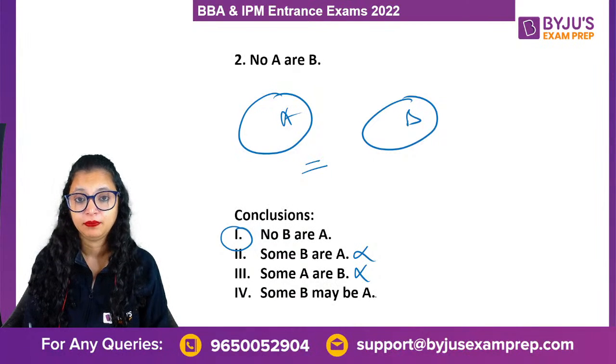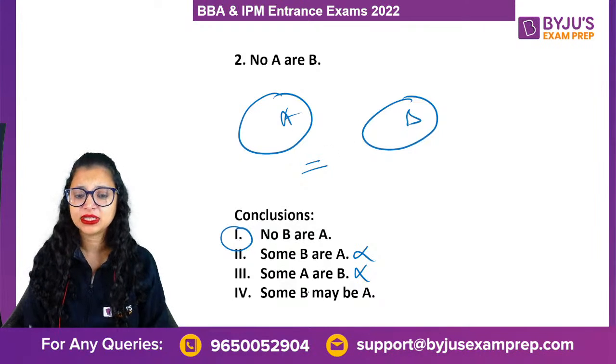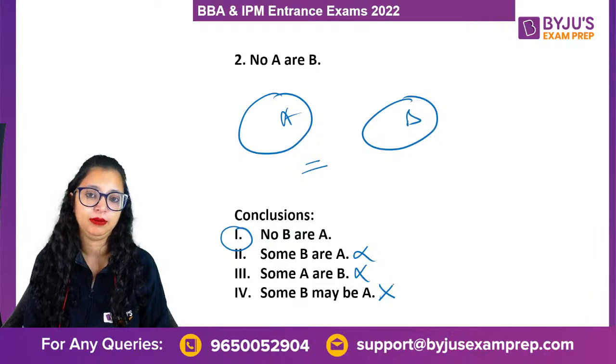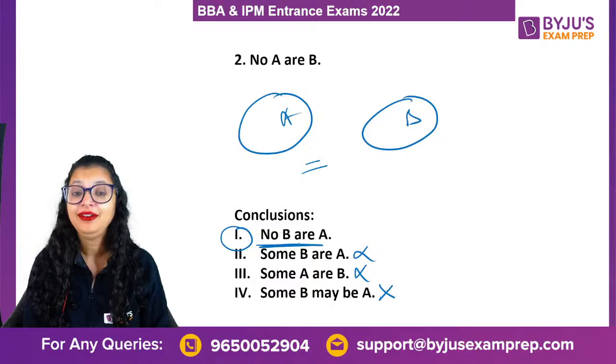Let's have a look at the last one. Some B may be A. If no A are B, there's no connection. In any possibility, can some B may be A? No possibility that can be true. So, the only valid conclusion we draw is no B are A.